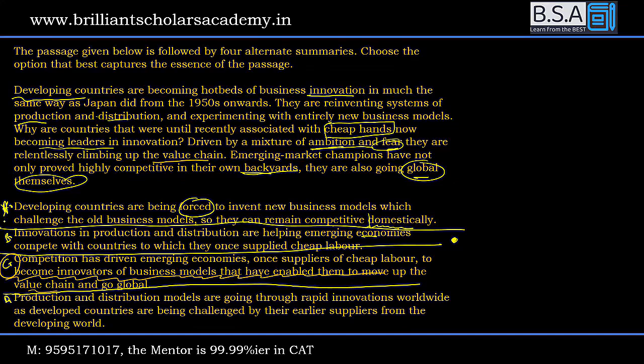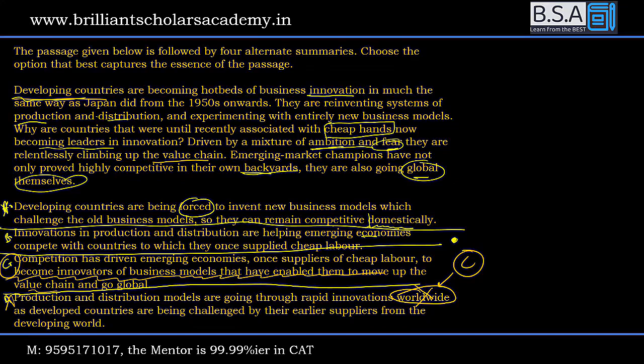So among the ABC, C looks best. Let us go for D. Production and distribution models are going through rapid innovations worldwide. Worldwide. पूरी दुनिया का बात हो रहा है या डेवलपिंग कंट्रीज का बात हो रहा है? Developing countries. D is gone. So C is the best summary, guys. C captures everything that was there in the passage.